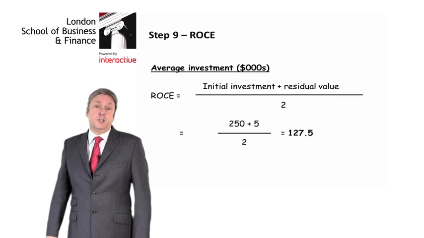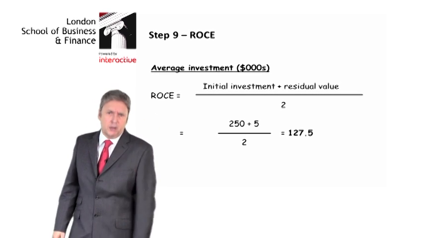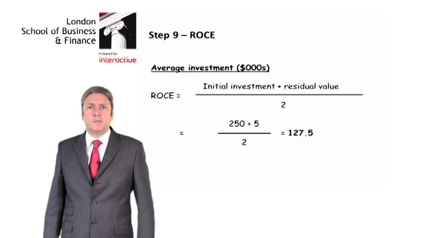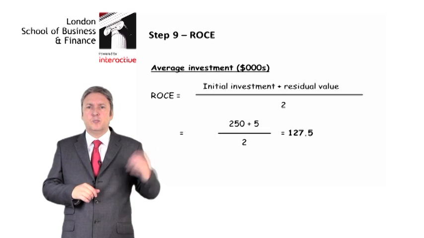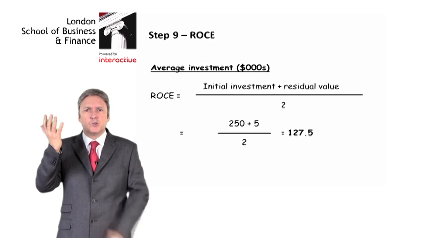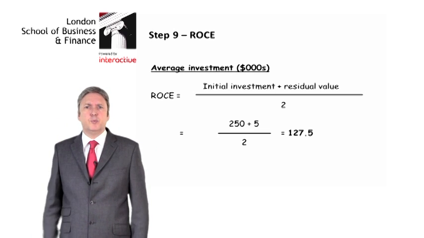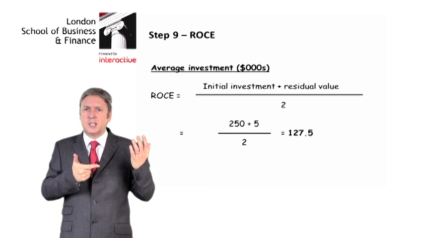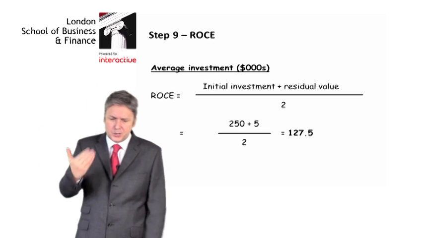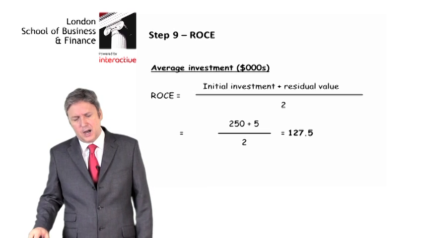Then we want the average investment. Now this is a very simple calculation. It is simply the average, the simple average, of the start and end point. So the start point was 250,000. That's what the asset was worth when we purchased it. The end point is 5,000. That's what the asset is worth when we sell it, dispose of it, add them together, divide by 2. Hey presto, we have our average investment.